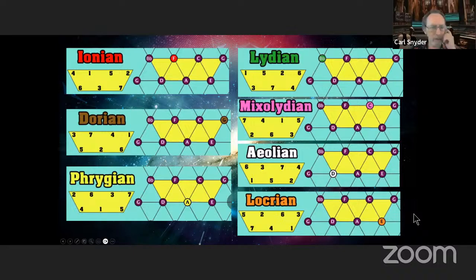So, and I think this might be our final trick. So here we can see that the same shape applies to every mode. It's just who's going to be the root. So here F's the root, G's the root, and so on.